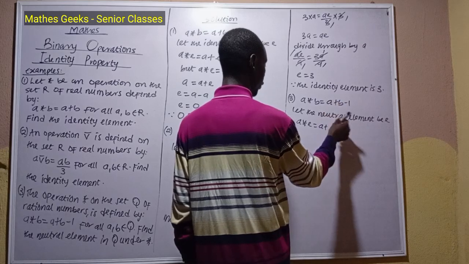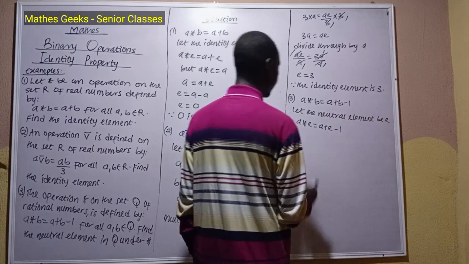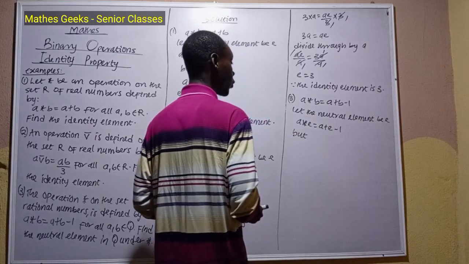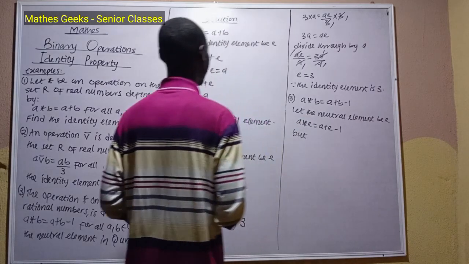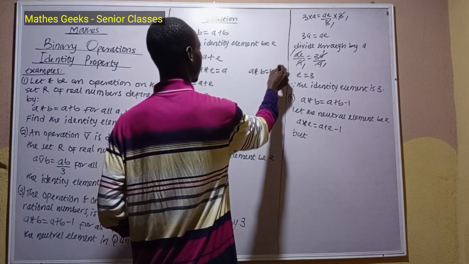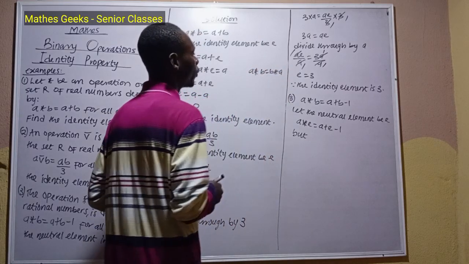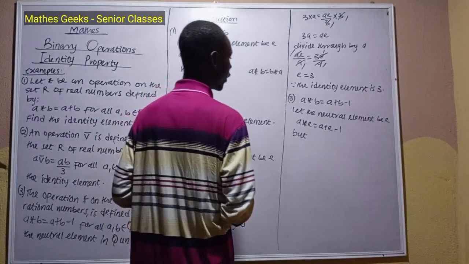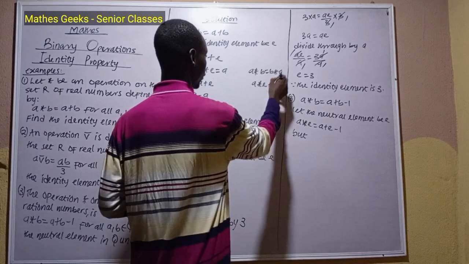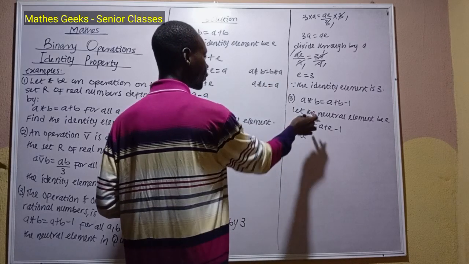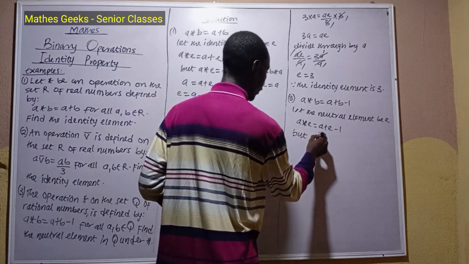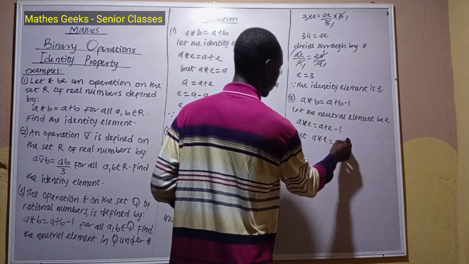So here we have B with 1 to E, A plus E minus 1. But from our rule of identity, the property of identity element, just like the property of commutativity states that if A star B is equal to B star A, that means that the operation star is commutative. So for there to be an identity element, that means A star E must be equal to A. So this A star E will be replaced by A because it's equal to A.